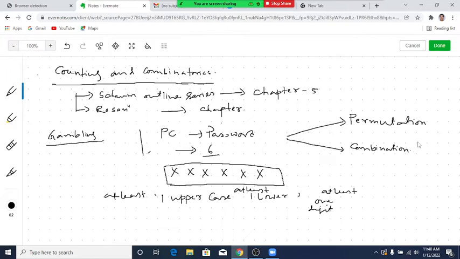So can anyone tell me what is the difference between permutation and combination? Just in a simple sentence. So counting is clear. What is the counting? Counting means here we are not actually wanting to count the number of things. Rather, we want to count the total number of possibilities. So that is the main mode of counting. So from that, there come these two things: permutation and combination. So what is the difference between permutation and combination? Just in one sentence, or just simply, what do you mean by the difference between permutation and combination?